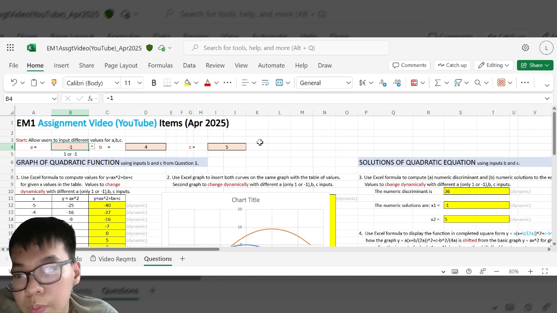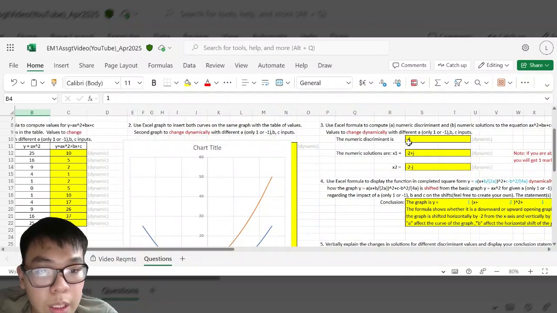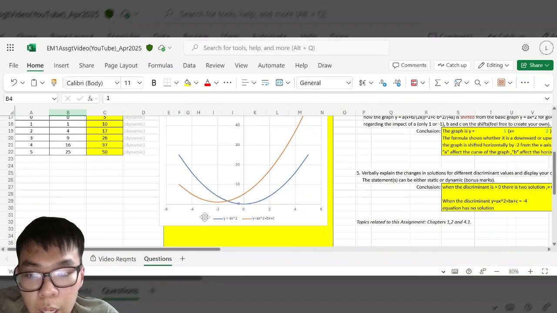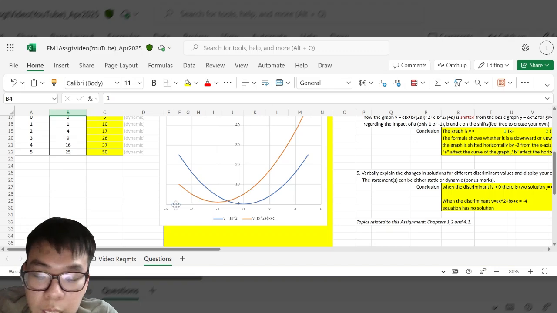Meaning there are two solutions. So when a equals +1, the discriminant is -4. When it's -4, the orange line graph does not intersect the x-axis. Meaning there is no solution, as you see here.